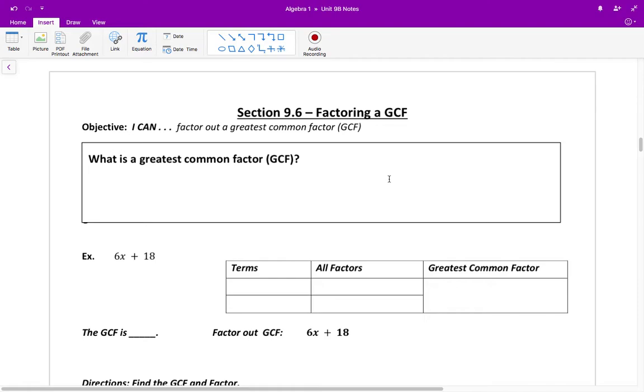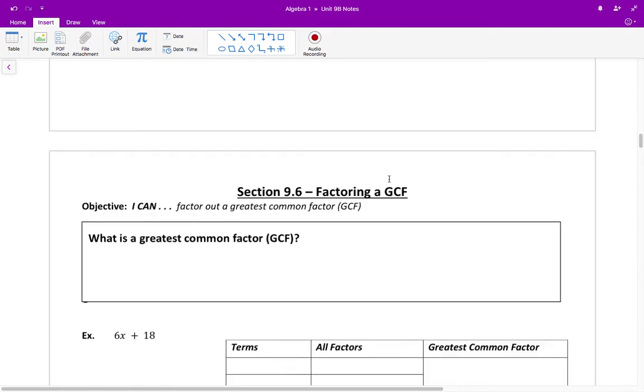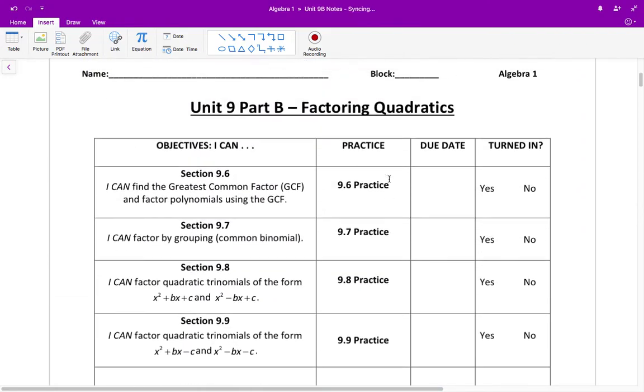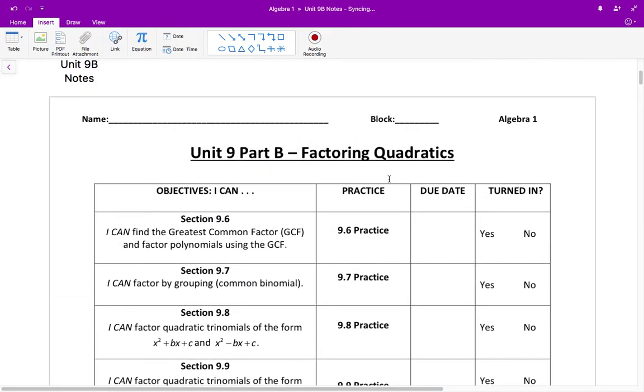We are starting our next unit though, so we are going to be talking about, in section 9.6, factoring a greatest common factor, which is what GCF stands for. Now, if you notice, this really is not a new unit, it's just unit 9 part B. If you can imagine trying to do all of this with our other unit 9, it'd be a lot of stuff to cover. So this is kind of like unit 9 part 2. And what we're going to focus on in this unit is factoring quadratics.